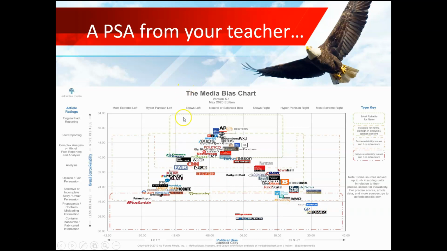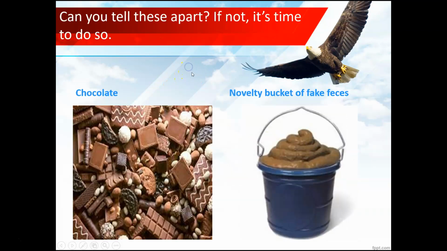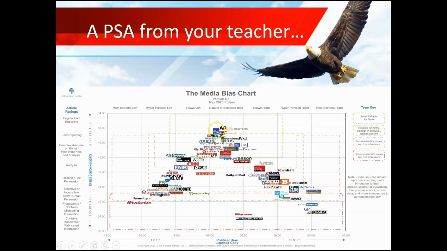So let me give you a little more lowbrow example if you don't want this highbrow example. Chocolate and feces are both brown. You don't want one of them around. One of them's cool, one of them's not. That's my lowbrow example. But again, if you can't tell these apart, here's the chocolate, there's the feces. If you get that.